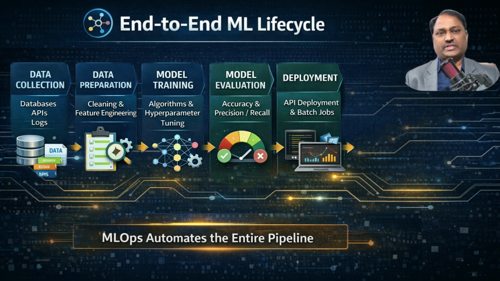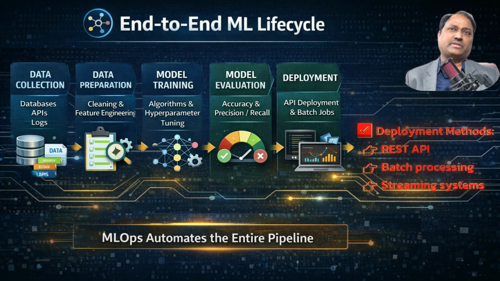Next is step 5, model deployment as part of end-to-end ML lifecycle. This is where most ML projects fail. Deployment means making the model available for real users. Deployment methods are REST API, it serves model predictions in real time through API requests. Batch processing, it processes large volumes of data at scheduled intervals to generate predictions. Streaming systems process data continuously in real time for instant predictions.